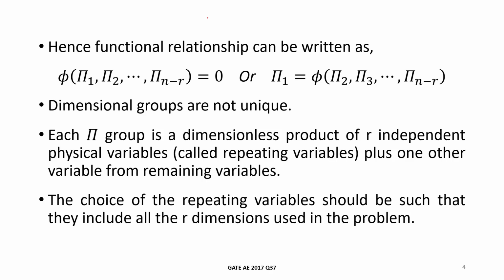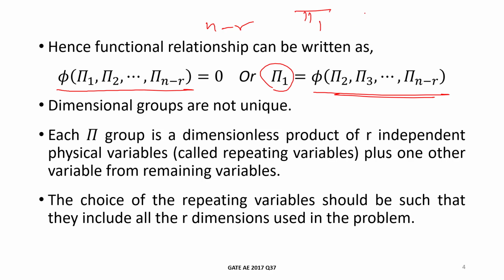Now that we have the n minus r pi groups, we can write the functional relationship as a function of all the pi terms, or one pi term is a function of all the other pi terms. These dimensionless groups are not unique. So if one pi term is pi 1, then another pi term can be 1 by pi 1 or e to the power pi 1. So these are not unique pi terms.